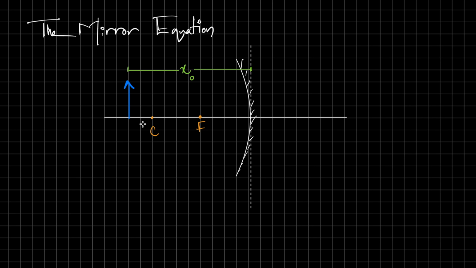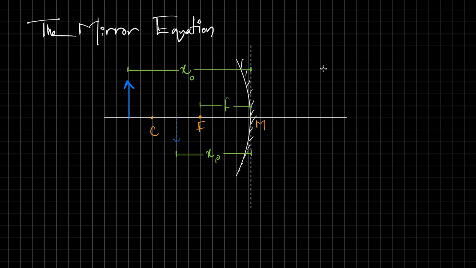Based on the ray diagrams, if you place an object beyond C, you should get an image between C and F. So I'm going to draw the image. Now, the distance from the pole to the image is called image distance, XI. This is the pole, this is the focal point. This distance is the focal length. Distance from pole to the focal point is the focal length.